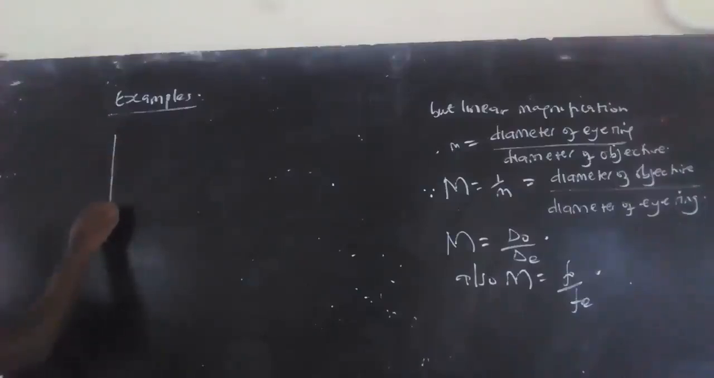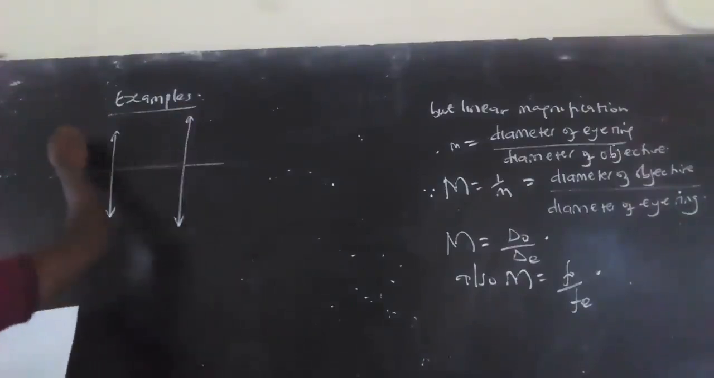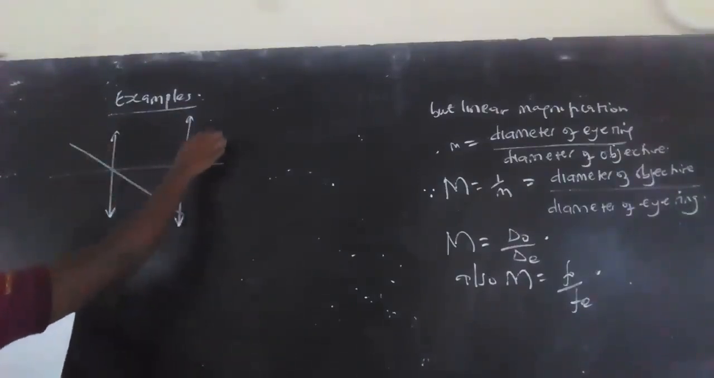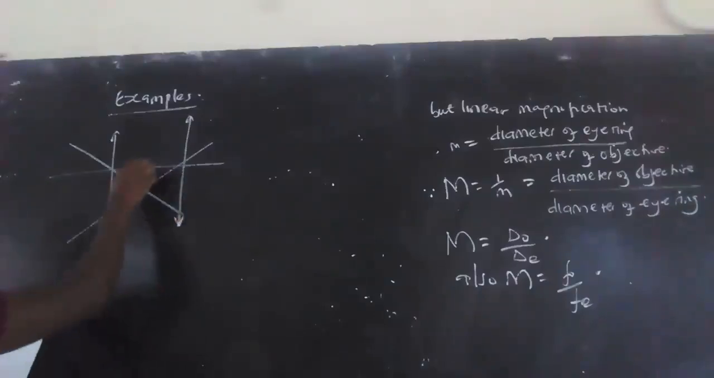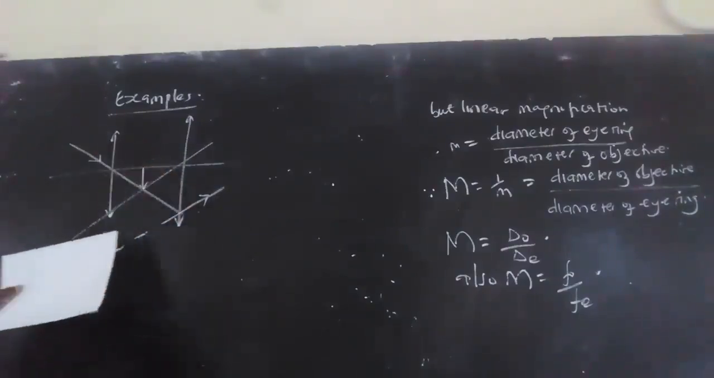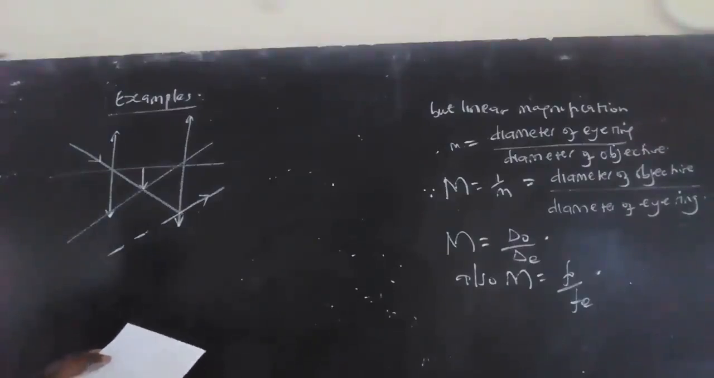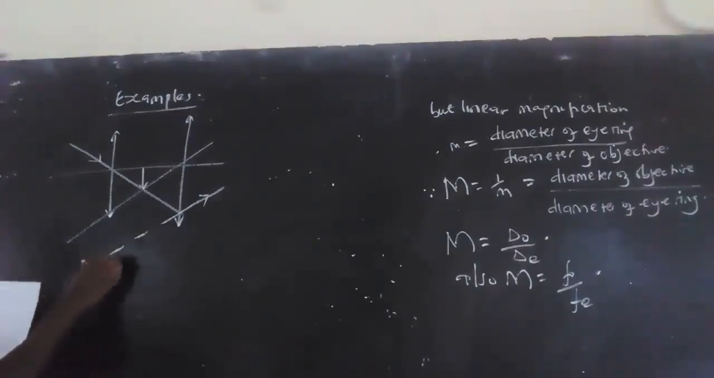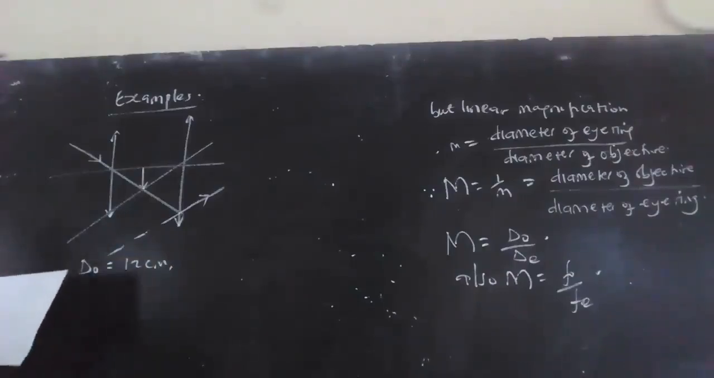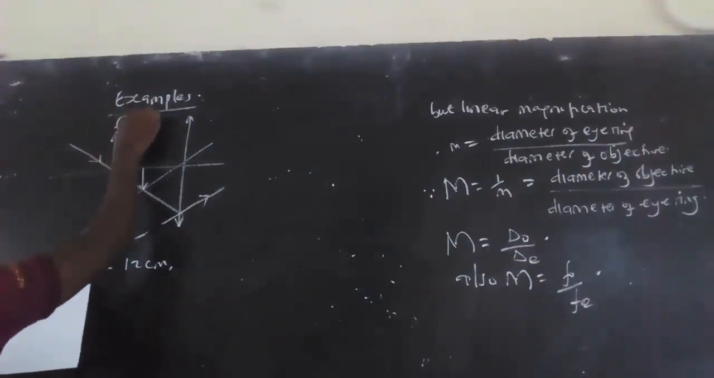So we have the lens here. Normal adjustment. The final image is focused at what? At infinity. So we have this, the final image formed at infinity. So this is the image which is formed. They are telling us that the objective of an astronomical telescope in normal adjustment has a diameter of the objective DO equal to 12 centimeters, and the focal length is 80. So our F0 is equal to 80 centimeters.